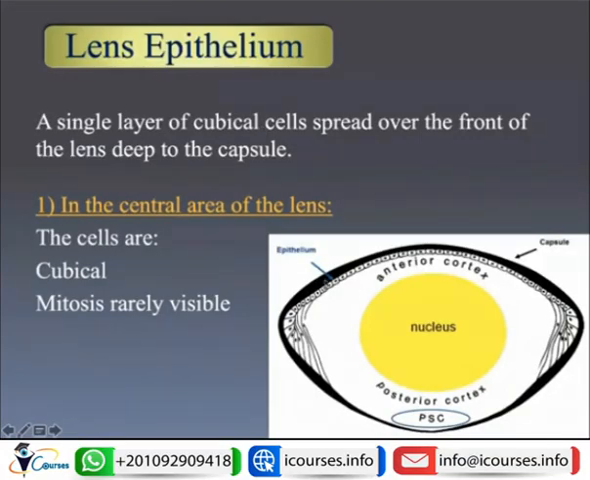Just beneath the lens capsule, there is a single layer of cuboidal epithelium. It's called the lens epithelium. So the lens epithelium is a single layer of cuboidal cells just beneath the capsule. Is it cuboidal all over the entire surface of the lens? The answer is no, because the lens epithelium is cuboidal at the center, and the cells rarely show mitosis. So the epithelium at the center is not metabolically active.